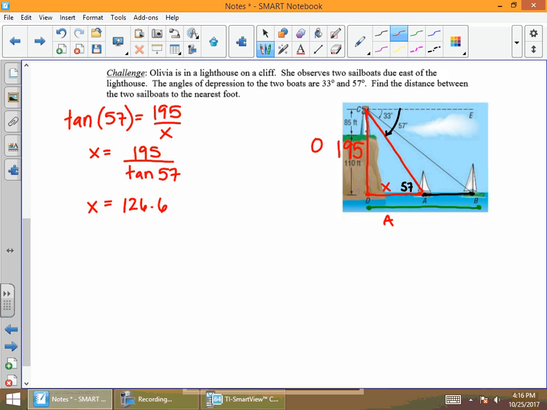All right, so I'm going to go in and erase all that red stuff. All done with all the red. Okay, I know this. This distance right here is 126.6. That is the distance from the cliff over to the sailboat A. From D to A is 126.6. All right, now the green sailboat.